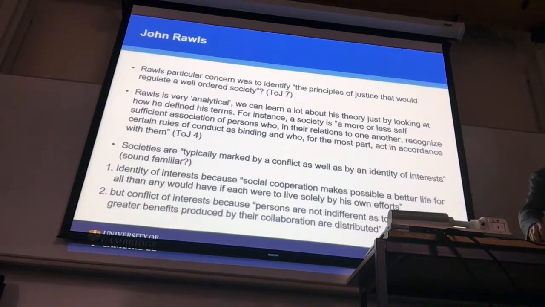Such societies, however, are governed by this conflict between a common self-interest and individual self-interest over the products of their cooperation. And this should sound very similar. This is at the heart of the social contract theory, whether it be hypothetical or classical, that there is a conflict, there is a problem that we are seeking to solve. For Rawls, this problem is actually Rousseau's problem, much more than Hobbes and Locke's.